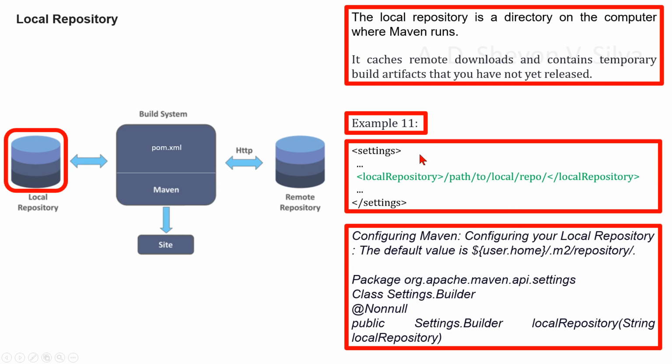Here we are considering configuring your local repository in configuring Maven. The default value is ${user.home}/.m2/repository. Note the local repository must be an absolute path. With regard to the API, we can consider the method @NotNull public Settings.Builder localRepository(String localRepository) in class Settings.Builder in package org.apache.maven.api.settings.